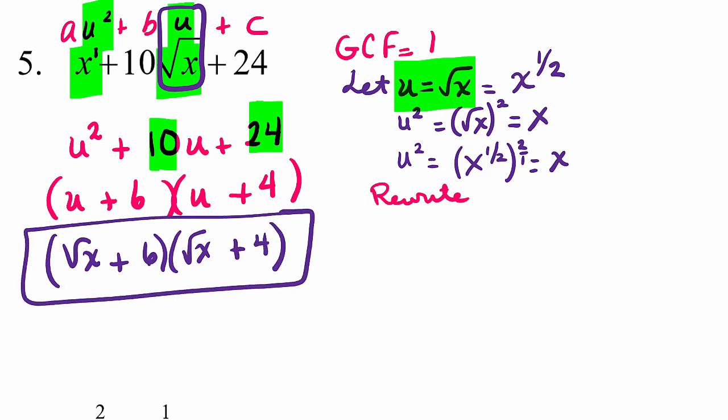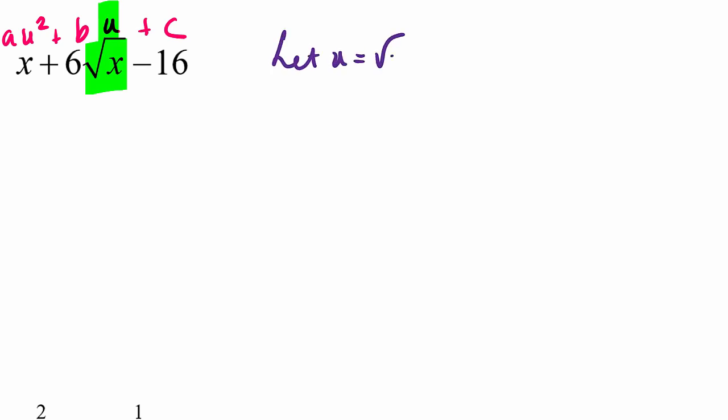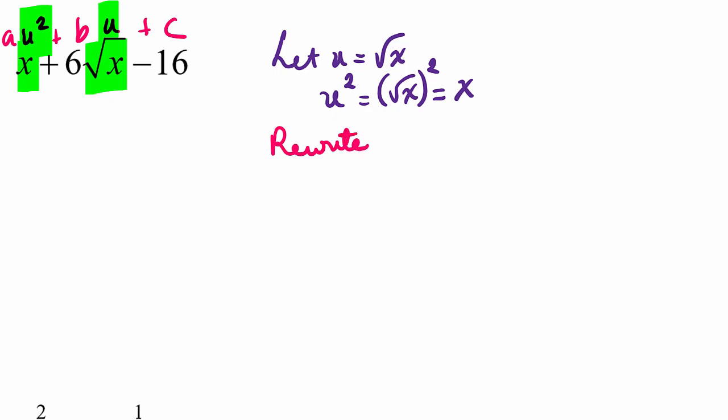Okay, we're going to try that one more time. So in this problem, we once again have x plus 6 square root of x minus 16. We're trying to get that to look like au squared plus bu plus c, this quadratic, which means that u must be square root of x again, right? So we're going to let u equal the square root of x. And when we square u, we've talked about this a minute ago, that equals x. And so that's exactly what we have here. u squared is x, so we're verifying. So now we're going to rewrite our original trinomial, but now with u's instead of x's. So we've got u squared plus 6u minus 16. And so we're going to factor that quadratic, right?